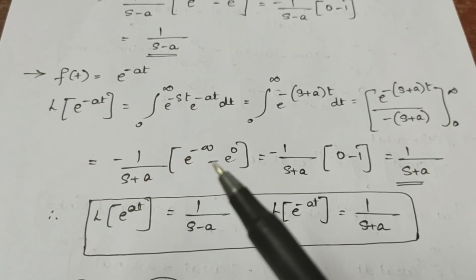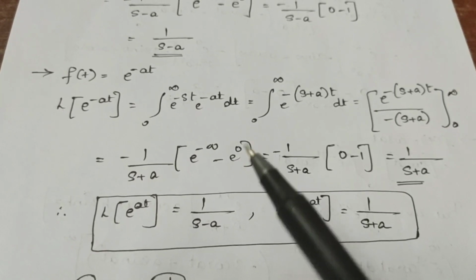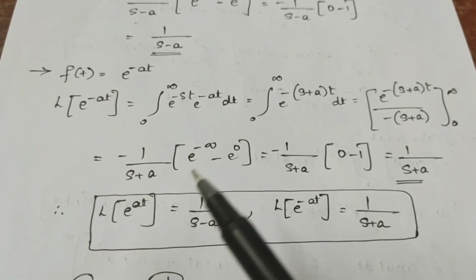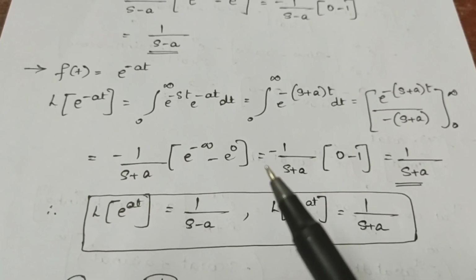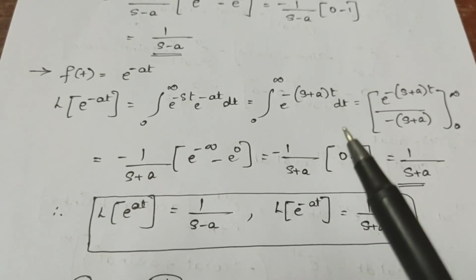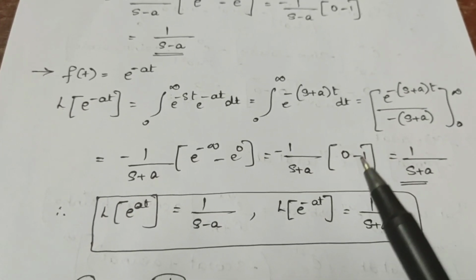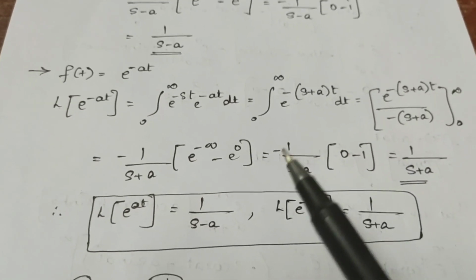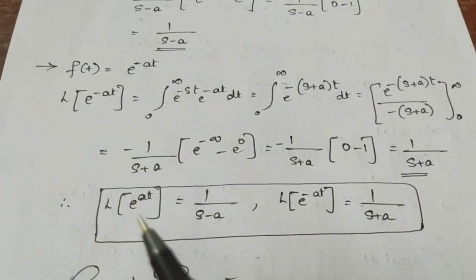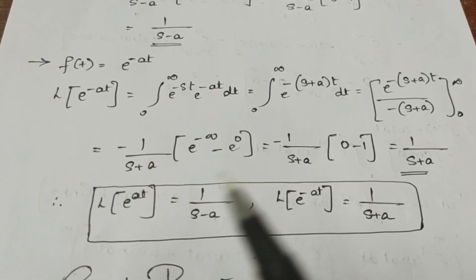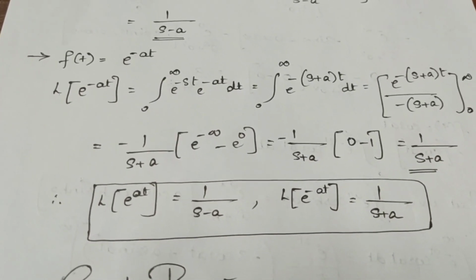Now after applying the limits, we'll get the first term e raised to minus infinity and the second term e raised to 0. So minus 1 by s plus a into e raised to minus infinity minus e raised to 0, which gives you minus 1 by s plus a into, e raised to minus infinity is 0, we all know, and e raised to 0 is 1. So 0 minus 1 is minus 1. So minus 1 by s plus a into minus 1 is 1 by s plus a. So now we have Laplace of e raised to at is 1 by s minus a, and Laplace of e raised to minus at is 1 by s plus a.